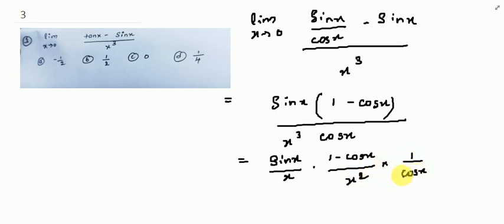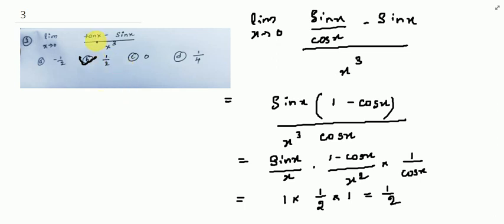The limit as x tends to 0 will be outside. Now this is equal to, by the standard limit, 1 into, as we have already discussed, 1 by 2 into, as x tends to 0, this is 1. Therefore, this is equal to 1 by 2. Hence option B.